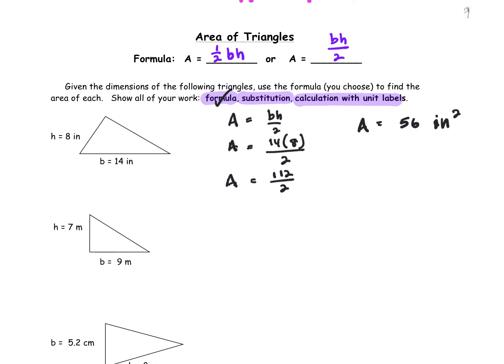By the way, we could, if we wanted to, take either 14 divided by 2 or 8 divided by 2 and then multiply by the other number. If I took 14 divided by 2, I'd get 7. And 7 times 8 would be 56. That's another way you could approach this. So would you please do the rest of the problems on your own, and we'll check back when we get together in class.